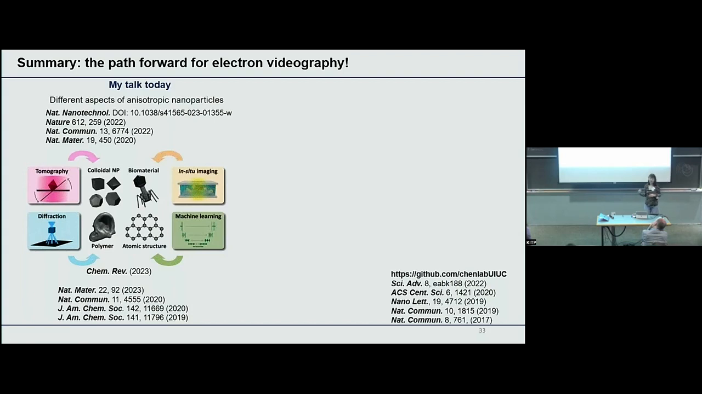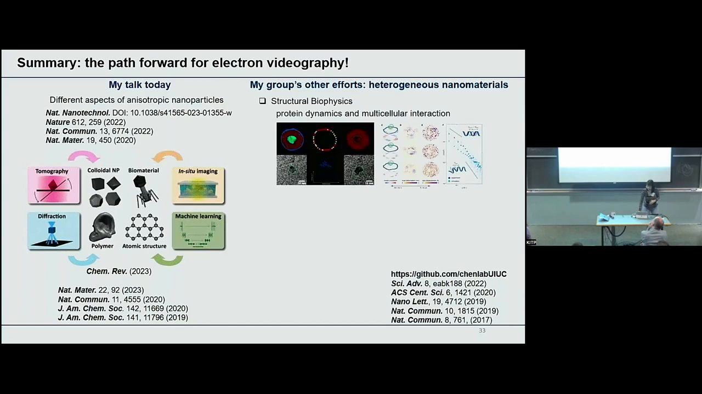In this Chemical Reviews paper, we highlighted the experimental challenges, the data science, how to do in situ imaging, how to prepare your sample, how to analyze your data using machine learning. So all in that one paper. We hope this paper can become a handbook for you if you want to deal with electron microscopy and the more modern nanomaterials.